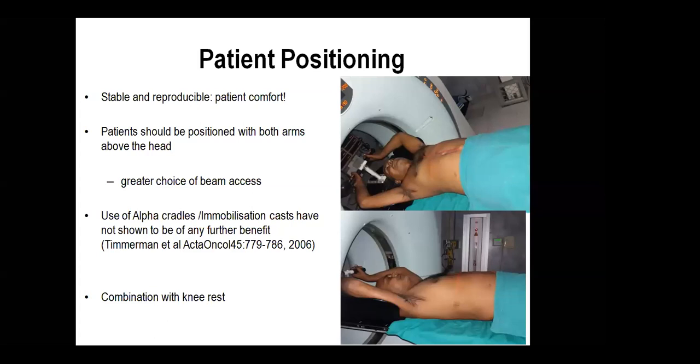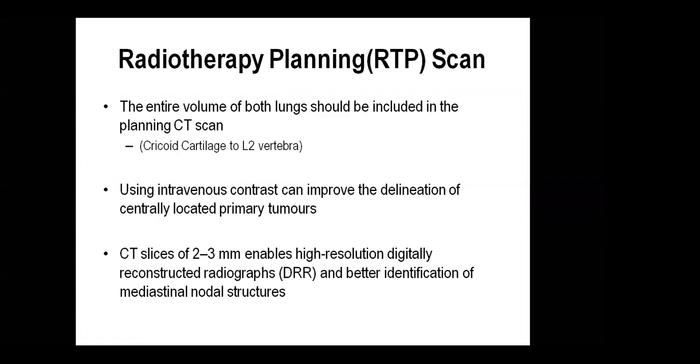And if you combine it with a knee rest, this patient position is generally very comfortable. And because it is comfortable, it is reproducible. So when you do a planning scan, you have to make sure that the entire lungs are included in the planning scan. So it's from the cricoid cartilage to the L2 vertebra.